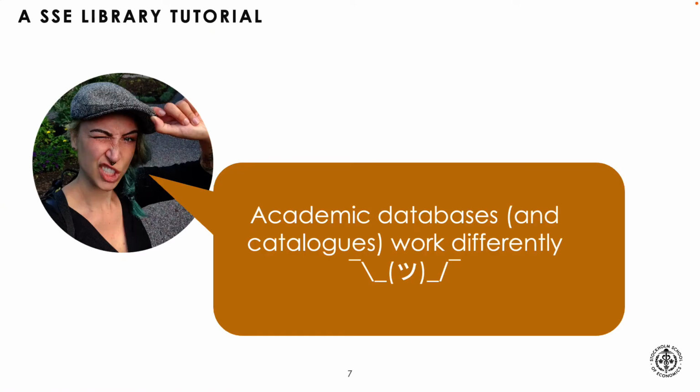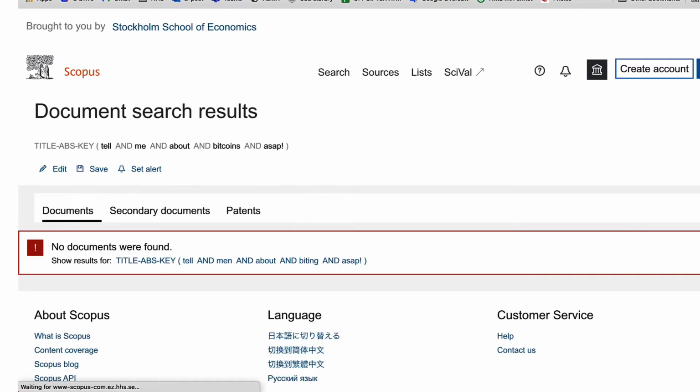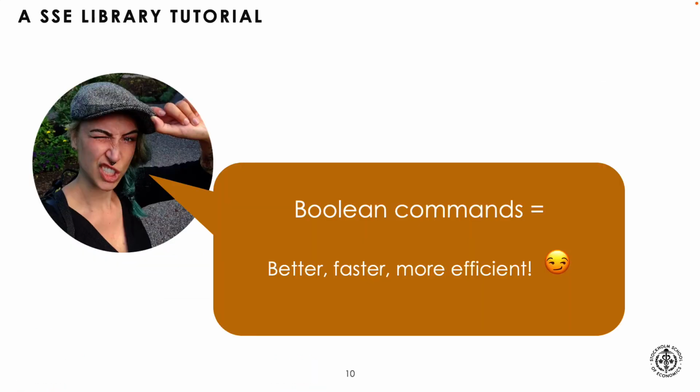Academic databases and catalogues work differently from Google, so using plain language and just typing a random question won't give you a good result. You're more or less forced to use Boolean commands to get the information necessary for your research. Boolean commands allow you to form complex, multi-part searches to find exactly what you're looking for.